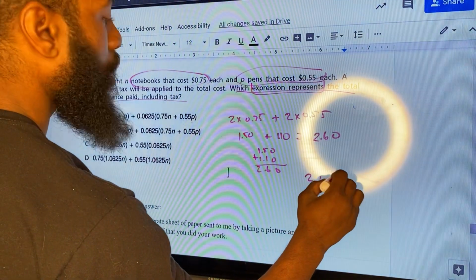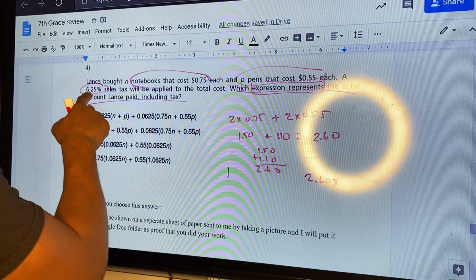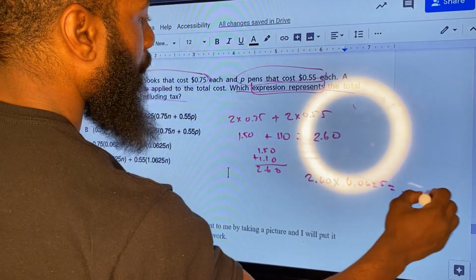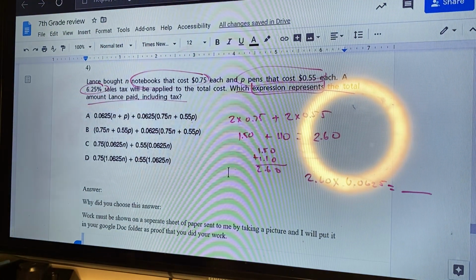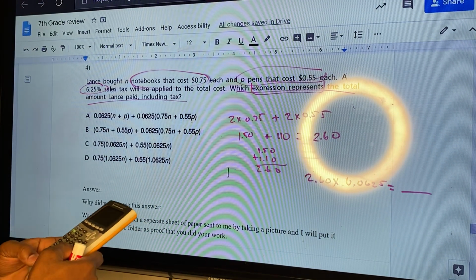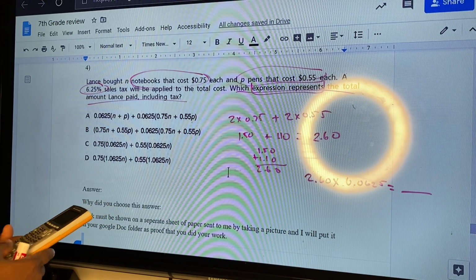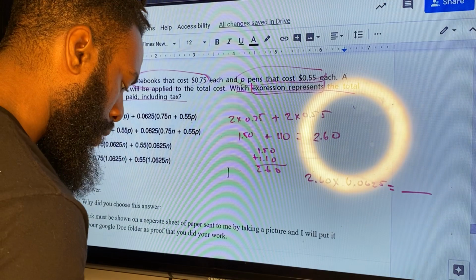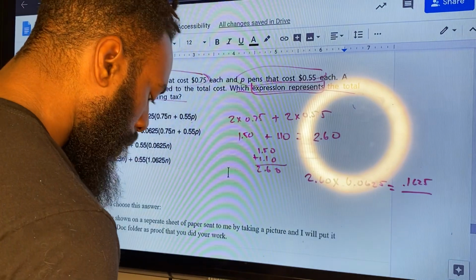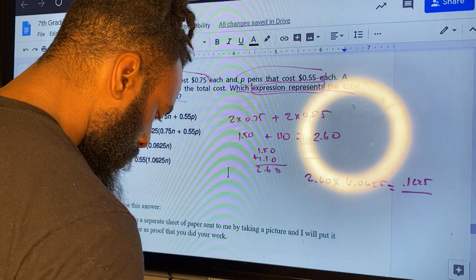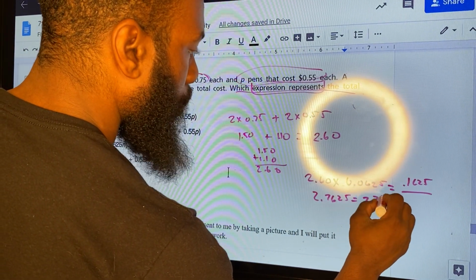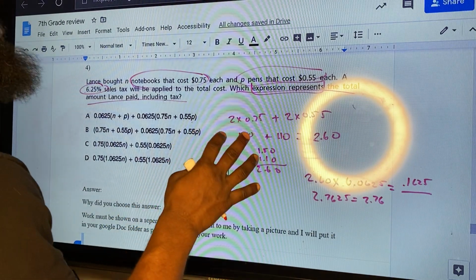So 2.60 times 6.25%. I have to turn that to a decimal, so that's 0.0625, and I get the price of that, whatever that is. Don't know yet. Use my calculator. 2.60 times 0.0625, I get 0.1625. That's my sales tax dollar amount. Then I gotta add that to the price. I get 2.7625, rounded that'll be 2.76. That'll be my price.